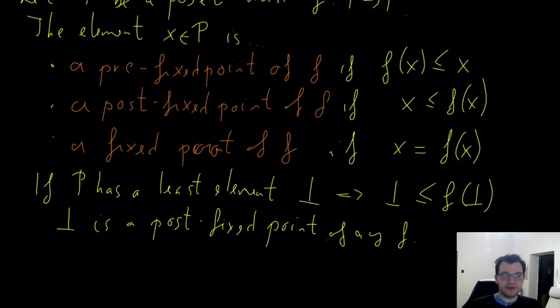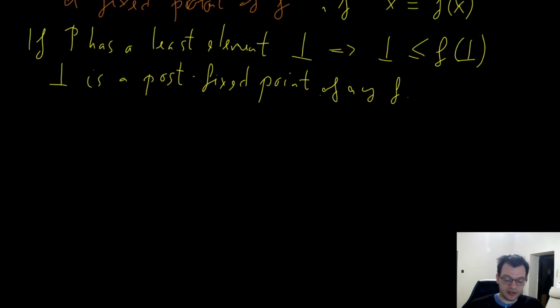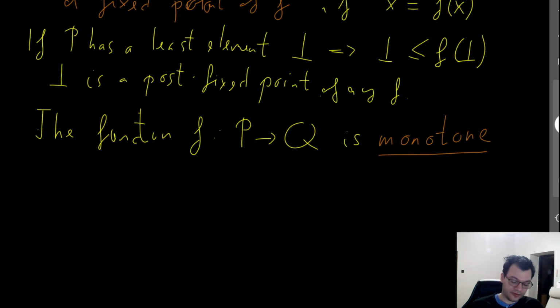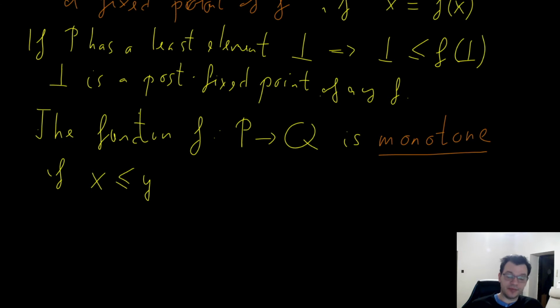Now the interesting thing is if we just have some conditions on f, then we can do more. One such condition is being monotone. So the function f, and in this case it doesn't have to be a P to P function, it can be a P to Q function where P is a poset and Q is another poset. It can be the same, but they don't have to coincide. And the definition is monotone if x being smaller than y in P, so these are elements of the input poset, implies f of x being smaller than or equal to f of y.